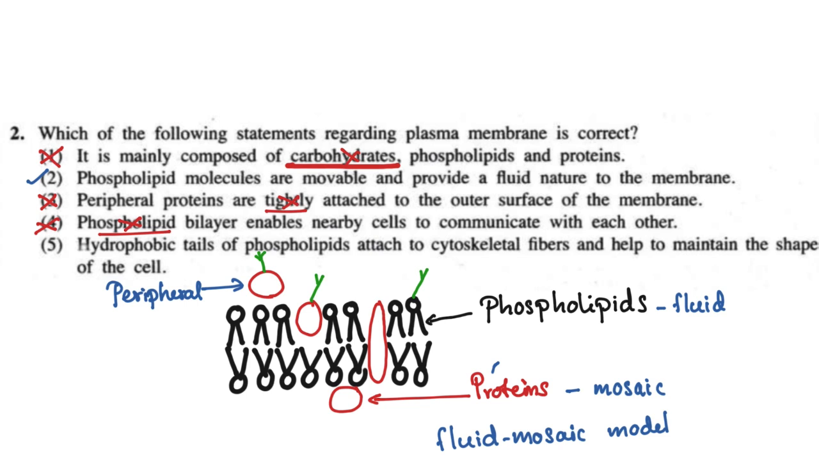Then number 5: hydrophobic tails of phospholipids attach to cytoskeletal fibers and help to maintain the shape of the cell. Hydrophobic tail is here in this phospholipid molecule. There are two ends, the hydrophilic head and the hydrophobic tail.